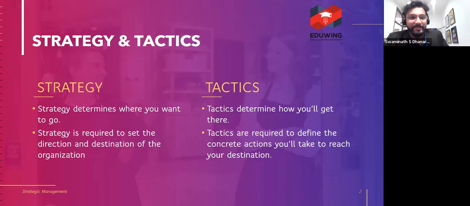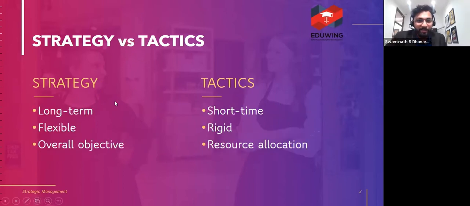Why I'm telling these things is because people nowadays use strategy and tactics interchangeably. They use strategy for tactics, and tactics for strategy. End of the day, it's very simple. Strategy is long-term. Tactics is short-term. Simple as that. So I'll be moving to the next slide. We just now reiterated this point, strategy versus tactics. What is the difference between strategy and tactics? Strategies are long-term. Tactics are short-term.